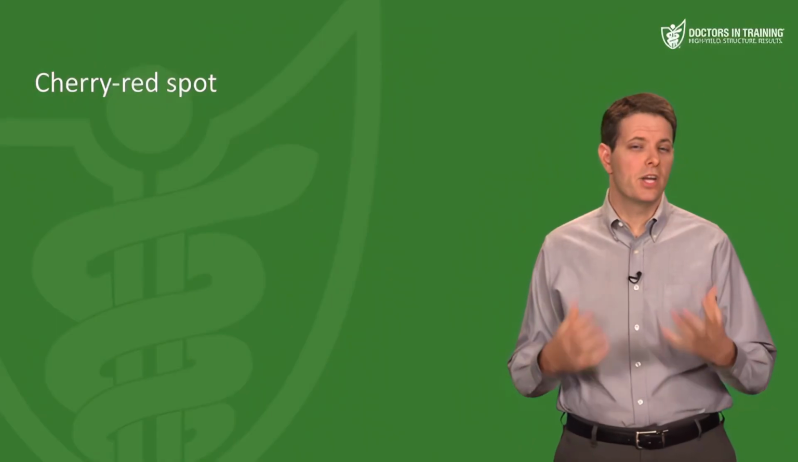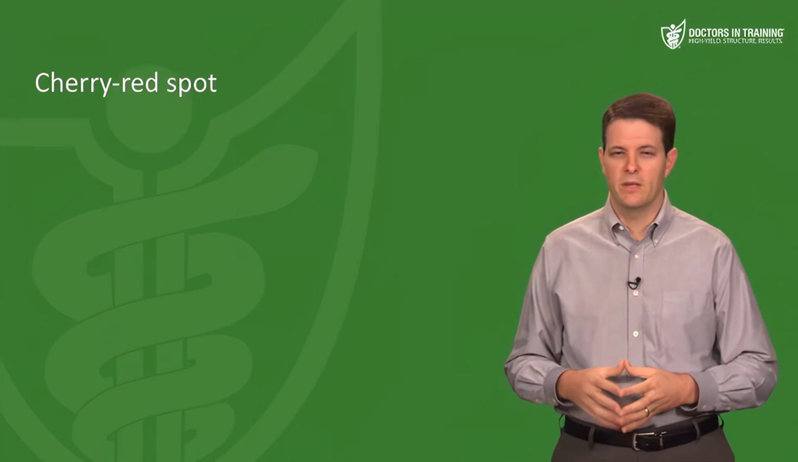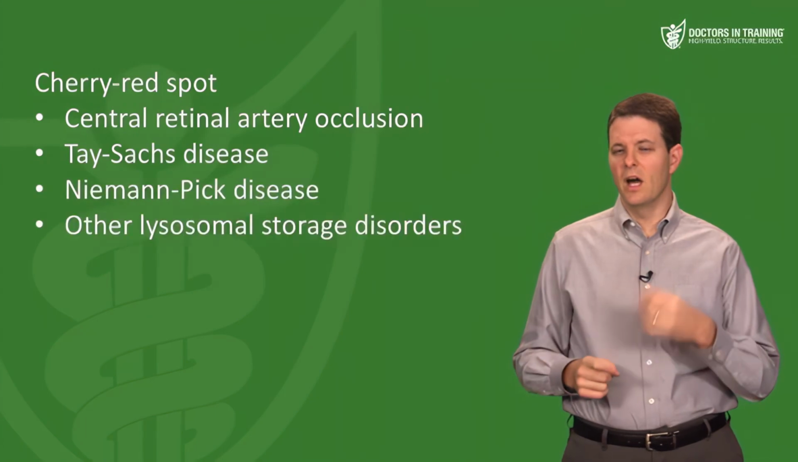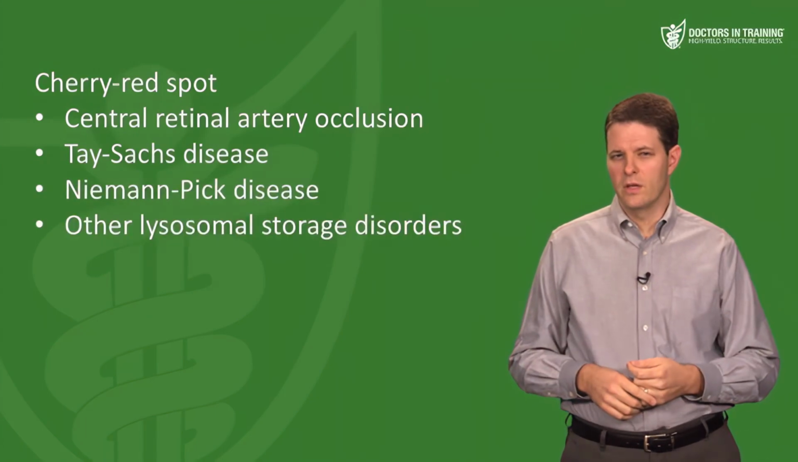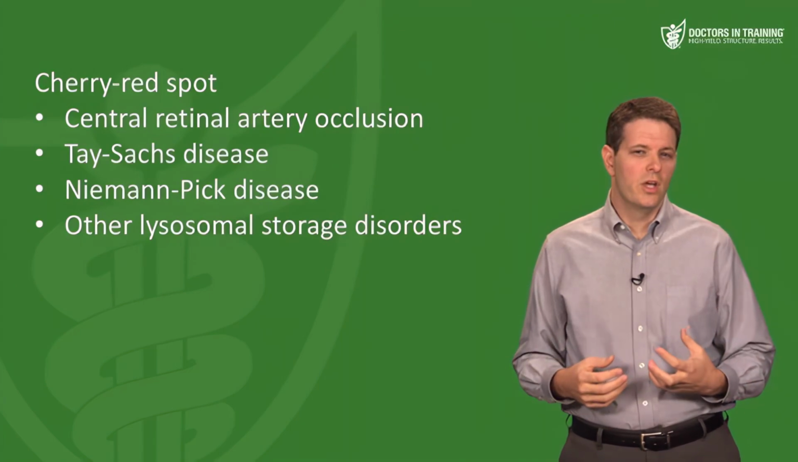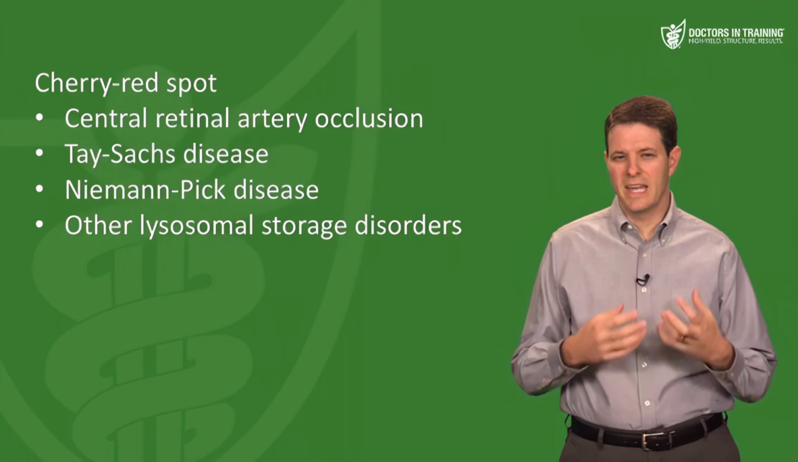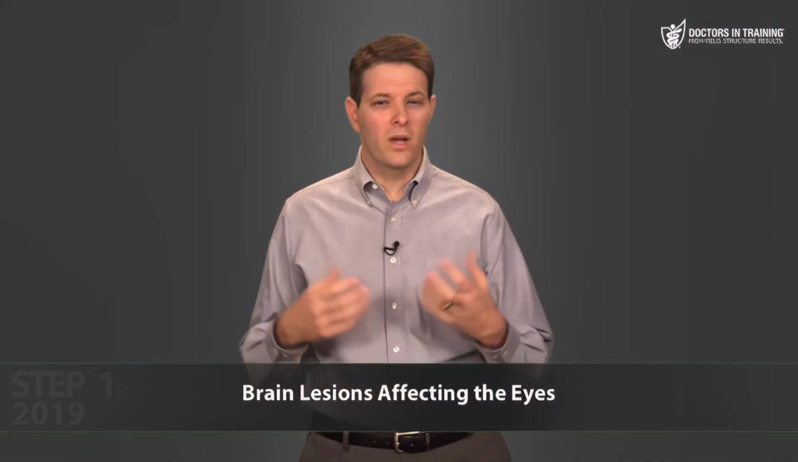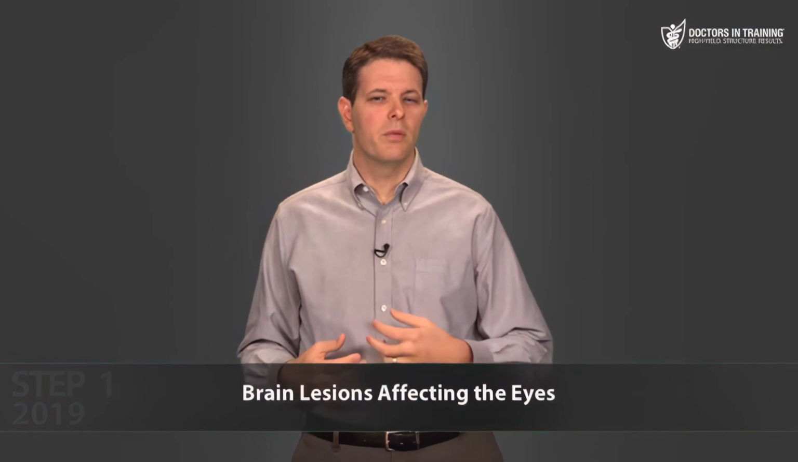So what else can cause a cherry red spot on the retina? Well, you can see it with central retinal artery occlusion, Tay-Sachs disease, Niemann-Pick disease, and other lysosomal storage disorders. These will also cause a cherry red spot by different mechanisms. In lysosomal storage disorders, you have abnormal substances that accumulate in the ganglion cells of the macula and make it look red.